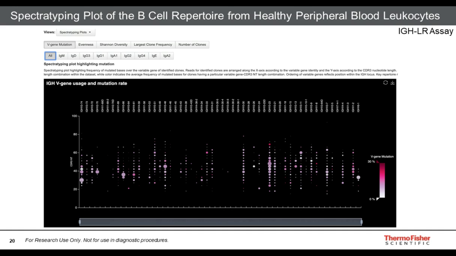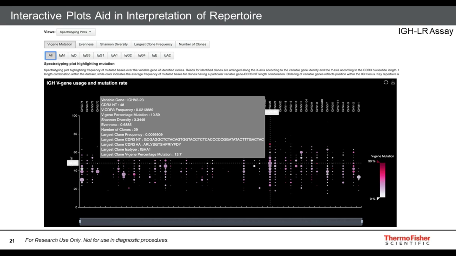And within Ion Reporter, these plots are interactive. So I can scroll my cursor over that plot and bring up extra information at any position. So for example, at the noted location, I've now brought up a pop-up window which indicates the V gene is V3-23, the CDR3 nucleotide length is 48 base pairs. The largest clone at this position has a frequency of about 1%, and with a V gene mutation of 13.7%. So what I'm showing you here is a healthy individual, a polyclonal repertoire, and you can note there are many circles in this plot that are about the same size.